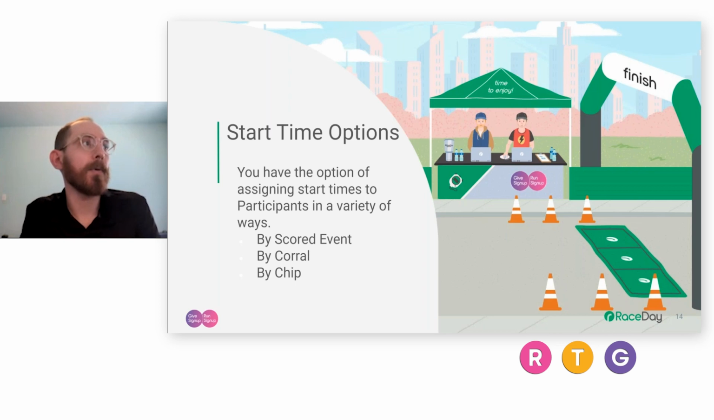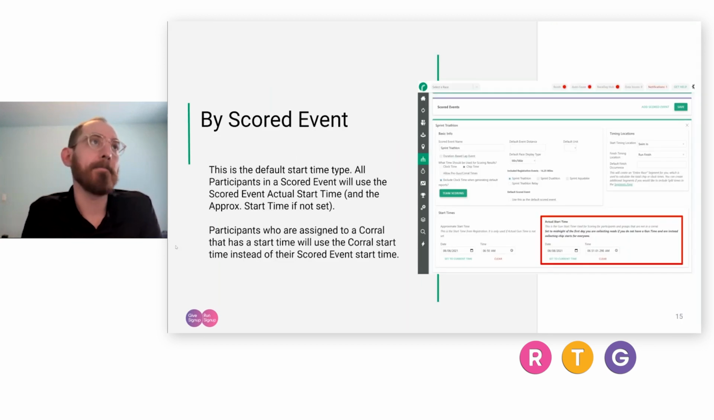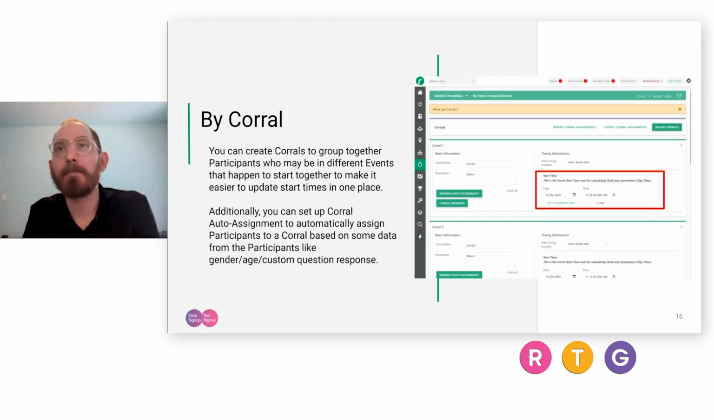Okay, so we're going to talk now about different start time options and dive into corrals a bit. By default, like any other race and race day scoring, each event has its own separate start time, where you would set it up right on the scored events page here. You can set it from the dashboard as we know, or you can just set it up right in scored events. The second option is by corral.